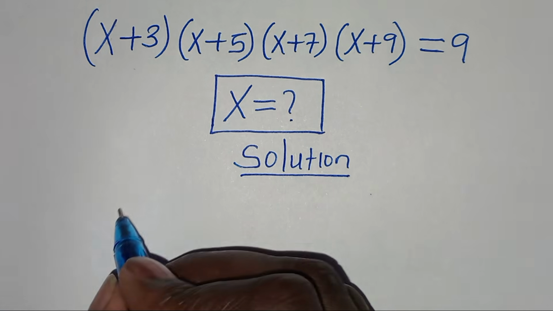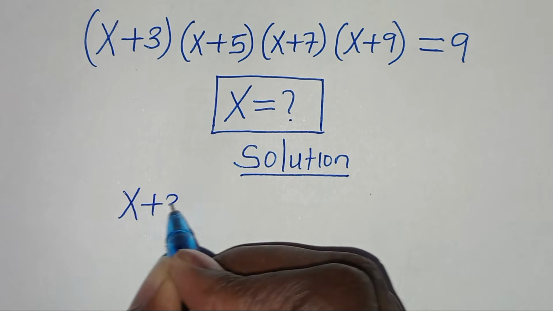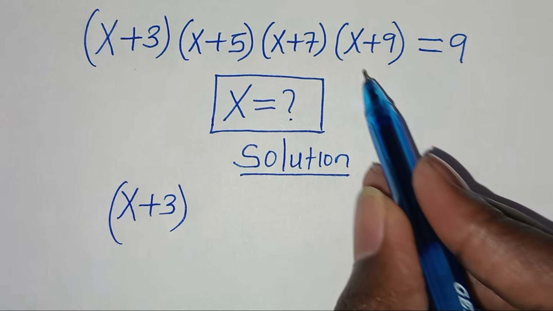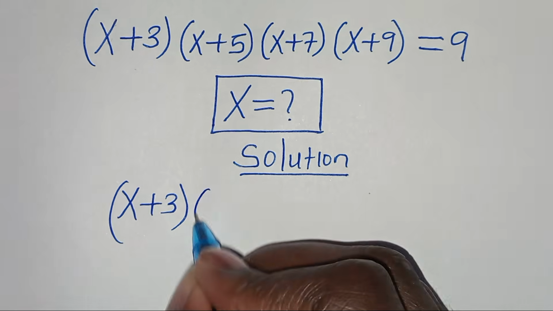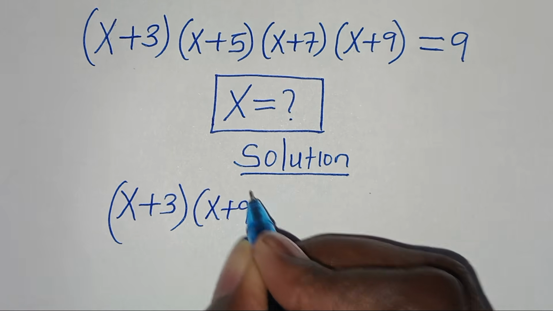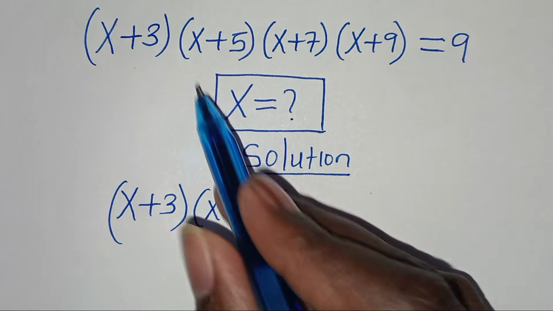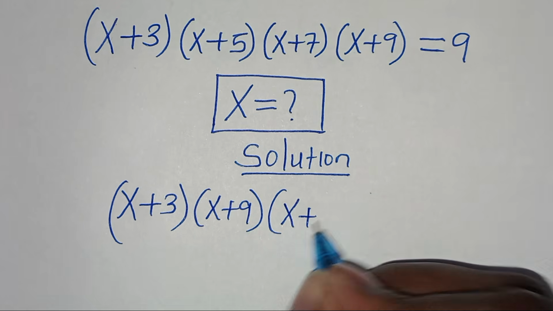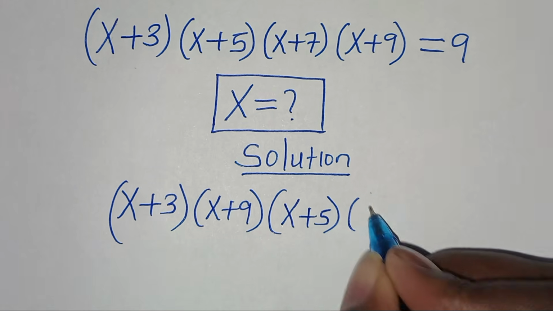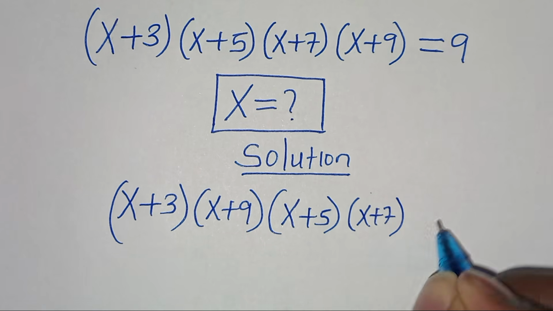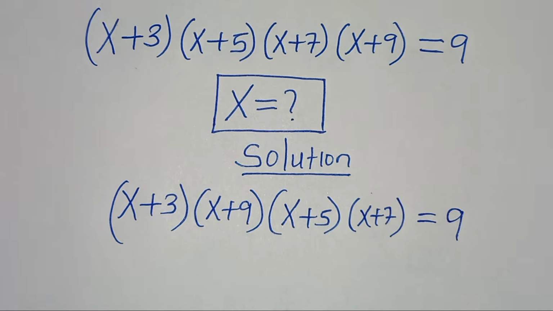So let's multiply x plus 3 multiplied by x plus 9. So we have here x plus 9, then multiplied by x plus 5, then times x plus 7. This is equal to 9.